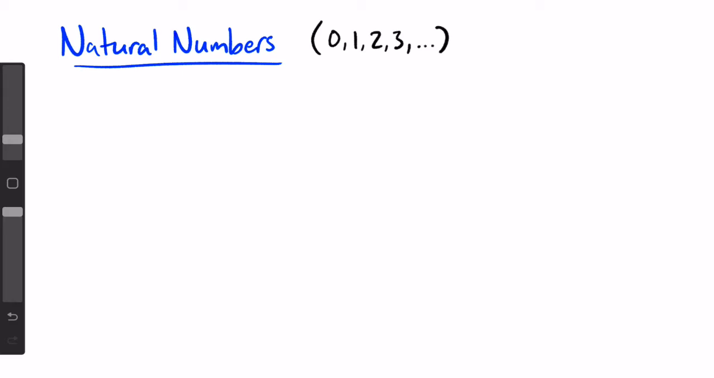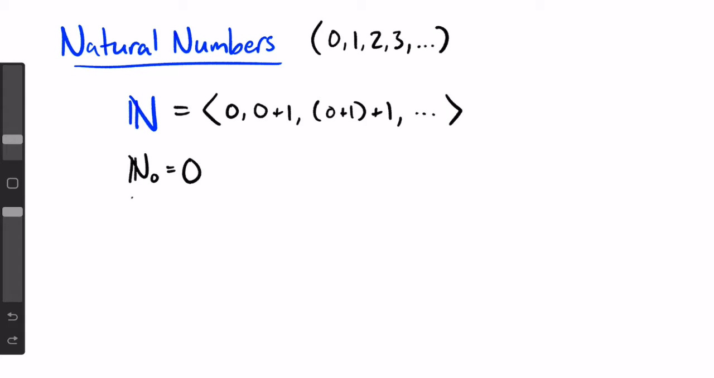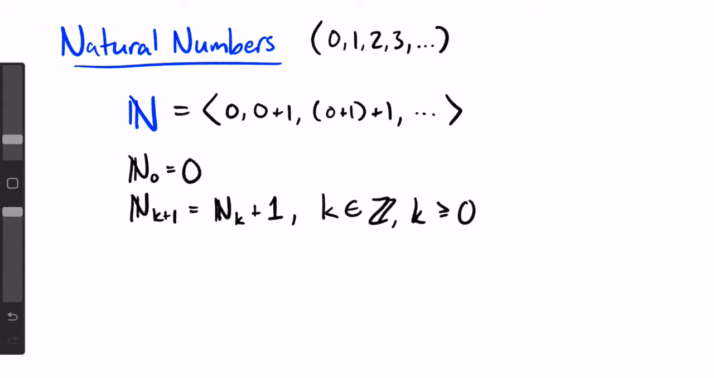The set of natural numbers is written as N. If you know about sequences and series, N is essentially a sequence. It has an initial value 0, and each value after 0 is simply the previous value plus 1. You could even write it as n_0 equals 0, n_(k+1) equals n_k plus 1 for every integer k greater than or equal to 0. We call this kind of definition, with an initial value and a rule to come up with the next term, a recursive definition.